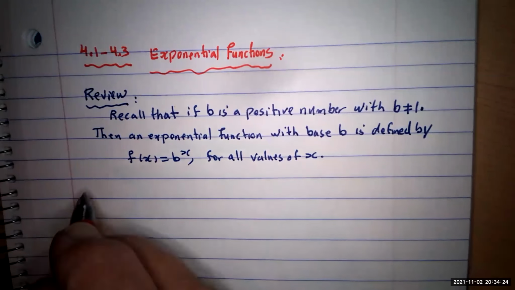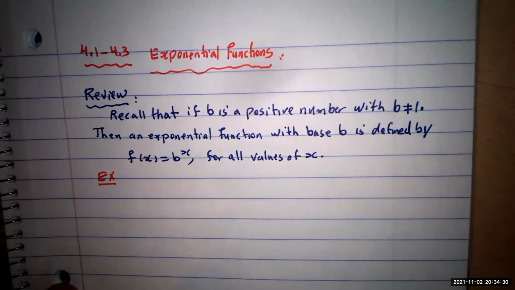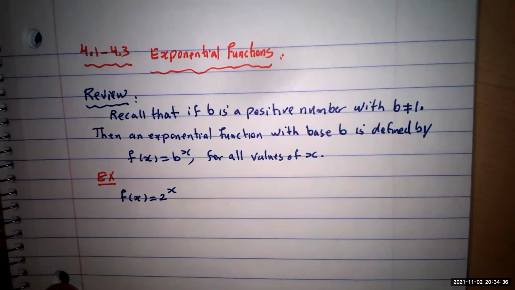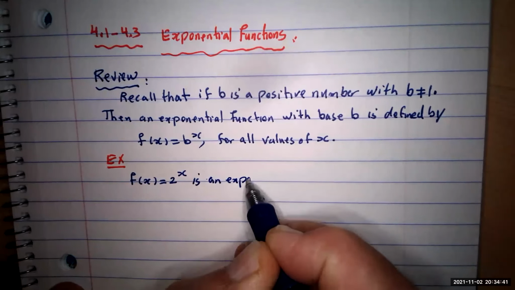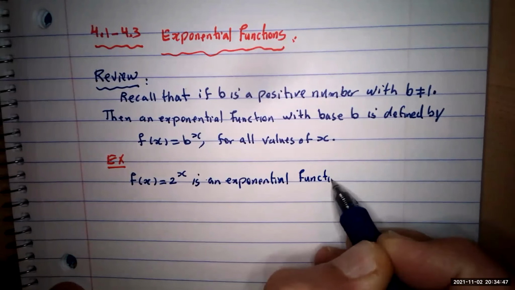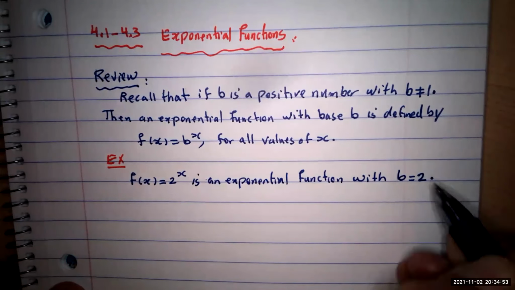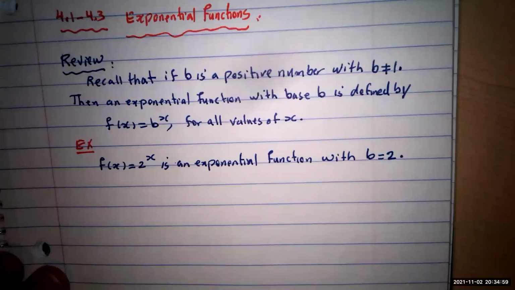So, for example, this is going to be the case. You see f of x equal to 2 to the x. 2 to the x is going to be an exponential function with b equal to 2, base equal to 2. Now, you should be able to find the domain of this function. You see this x can be any real number.